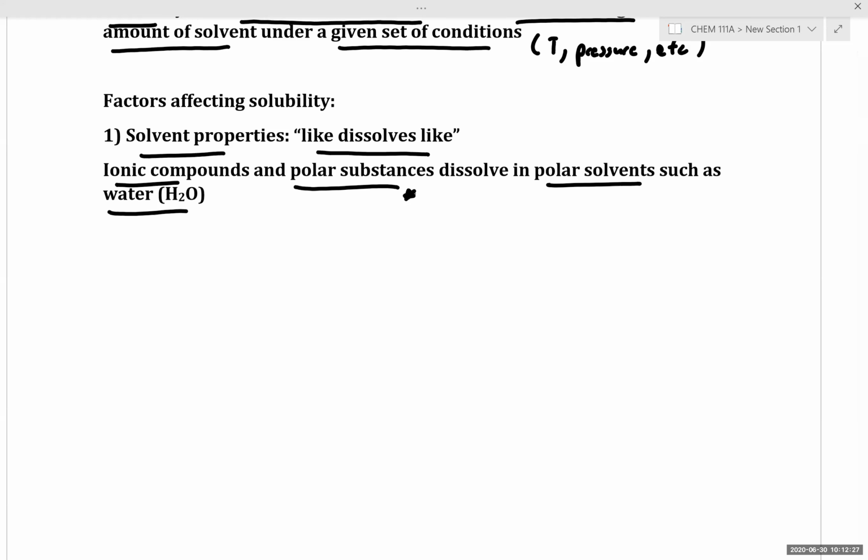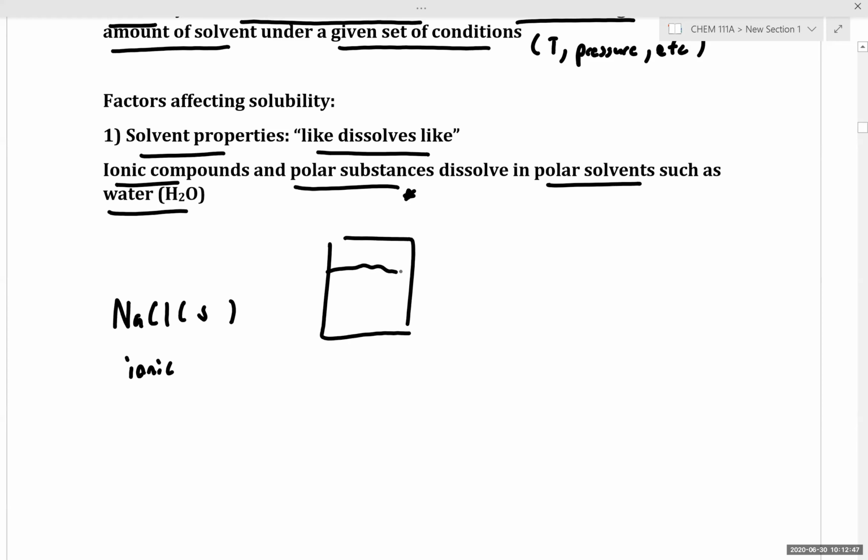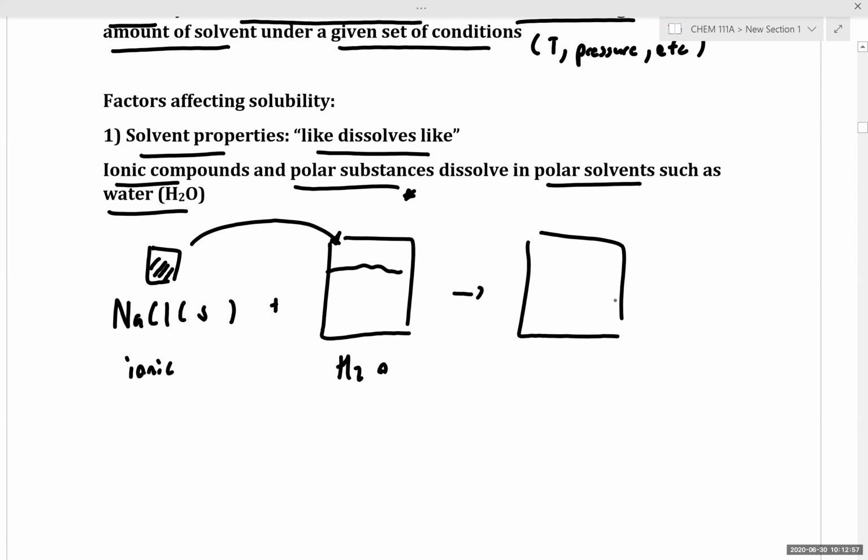We see this intuitively in our day-to-day lives. For example, we take sodium chloride, an ionic solid, and we try to dissolve it in water. We have no issue dissolving our sodium chloride in water, and that in turn gives us a nice homogeneous solution of aqueous sodium chloride.